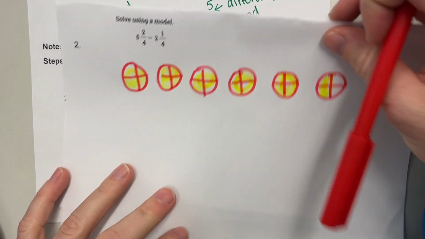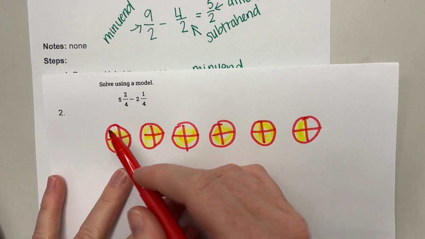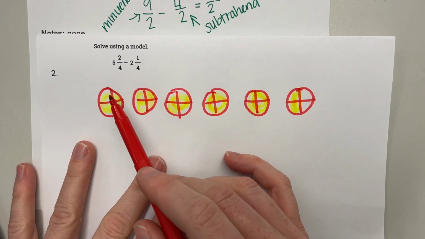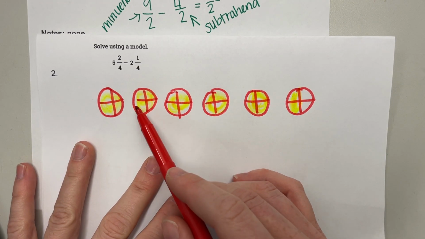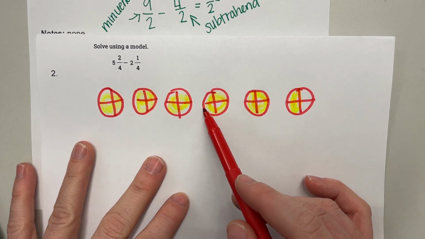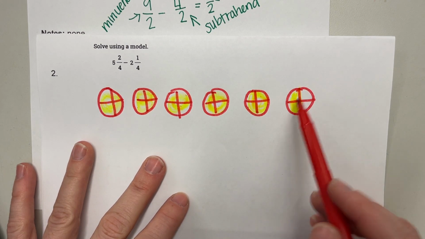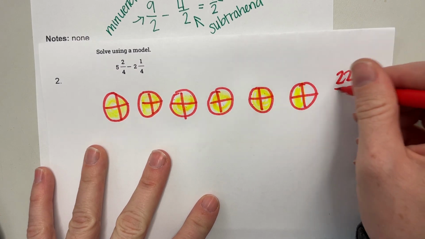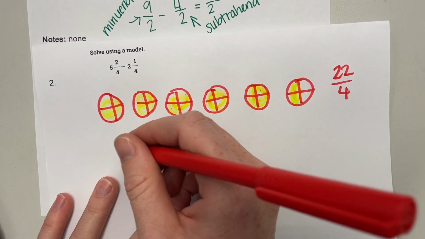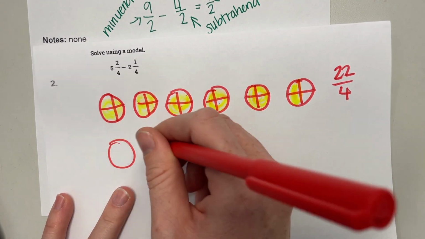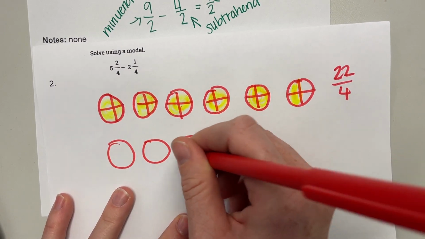Now I need to figure out the improper fraction. 1, 2, 3, 4, 5, 6, 7, 8, 9, 10, 11, 12, 13, 14, 15, 16, 17, 18, 19, 20, 21, 22. So we get 22 over 4. And let's figure out how much 2 1/4 are.